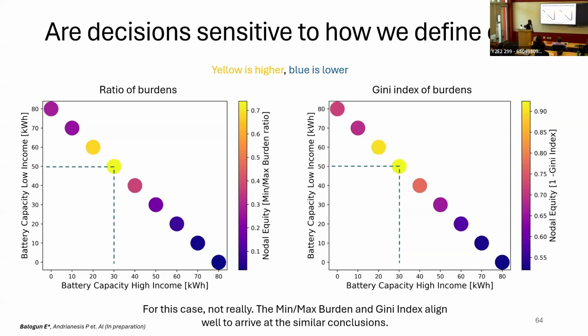So in this case, we see that both definitions don't really change the outcomes. They're both telling us what the optimal, in terms of equity, resource allocation is.